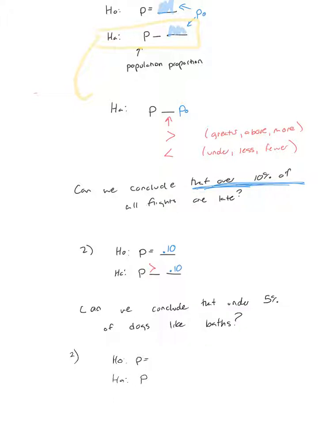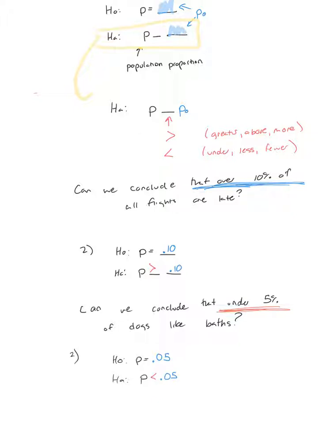Now, I'm trying to show that under 5% of all dogs like baths, which means in the beginning, I'm going to assume it's exactly 5%. I'm assuming that so that when I go down to my alternative hypothesis, I can show what I actually want to find. That is, I want to show that it's under 5% of dogs. So I'm going to have P is less than 0.05. That's under 5%.